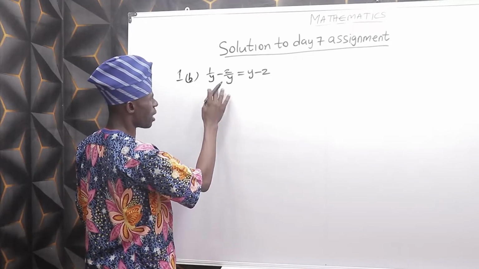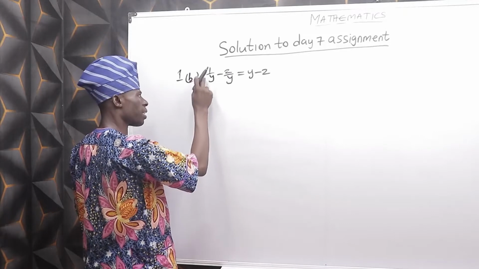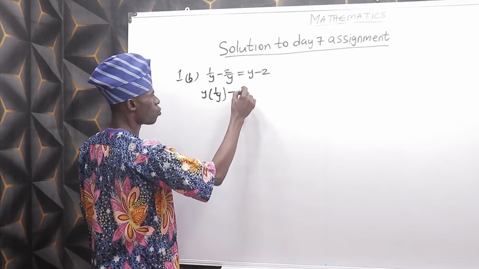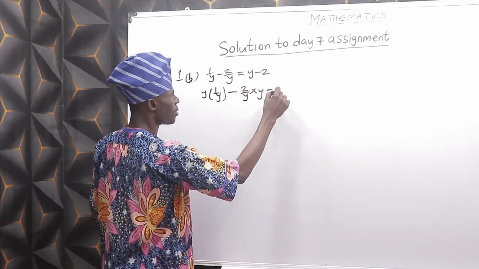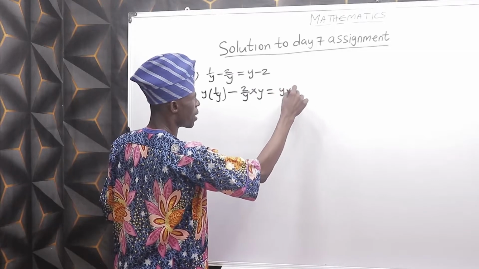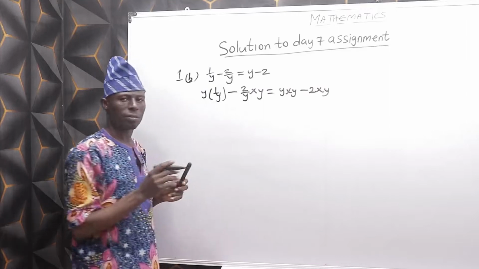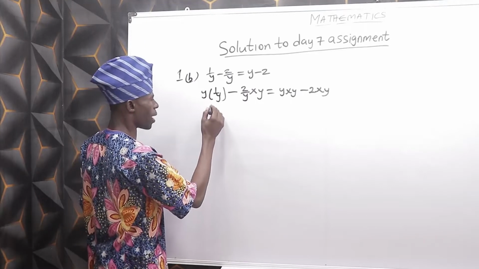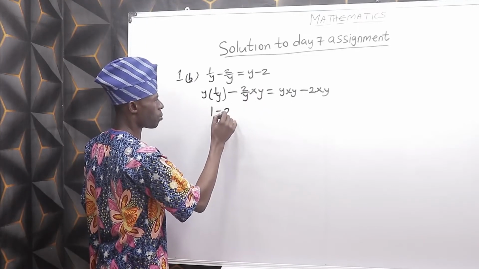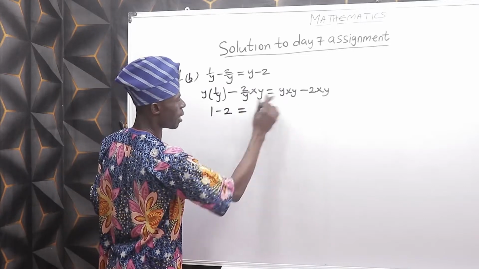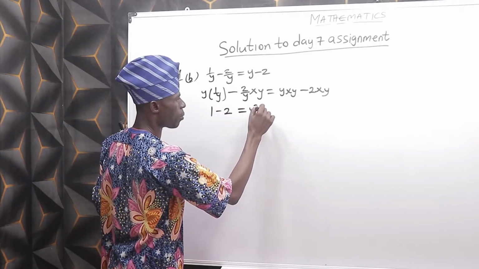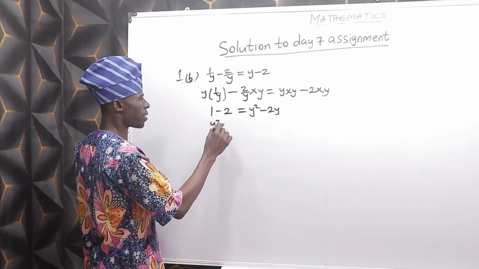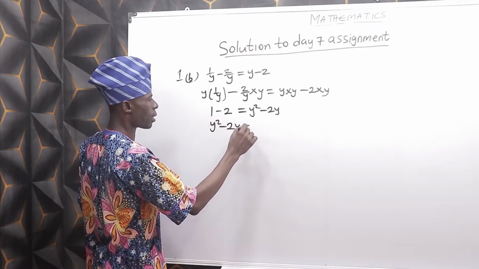When you clear the fraction, the LCM here is y. Multiply 1 over y, minus 2 over y, equals y, by y. That is how to clear the fraction. You use the LCM to multiply each term throughout. y cuts y to give us 1, y cuts y to give us minus 2, equals y times y gives us y squared, y times minus 2 gives us minus 2y. This is y squared minus 2y equals minus 1.